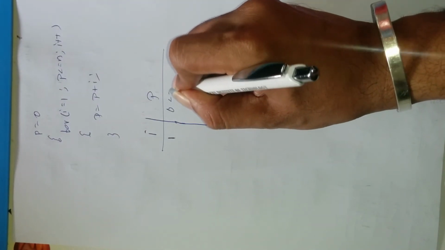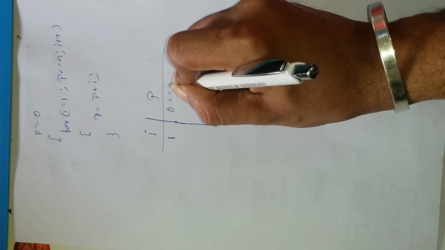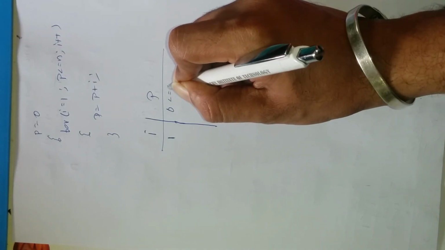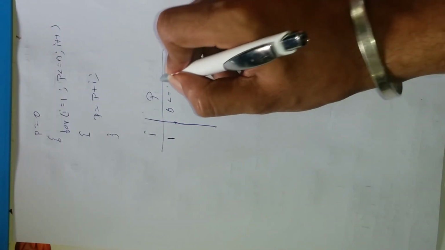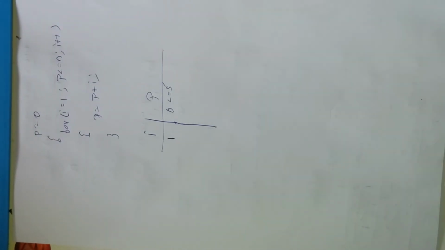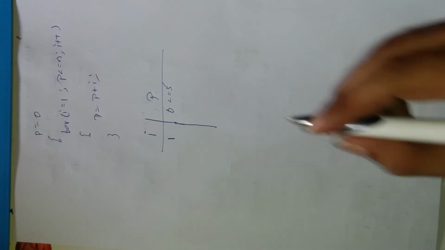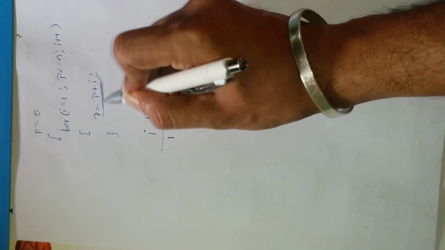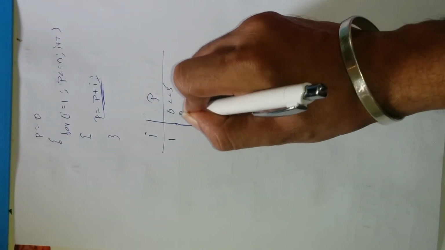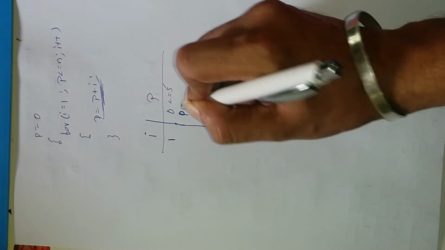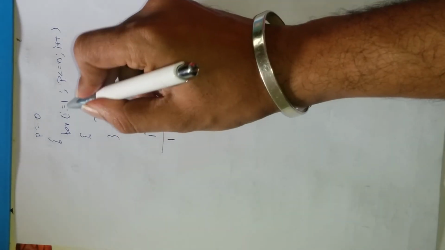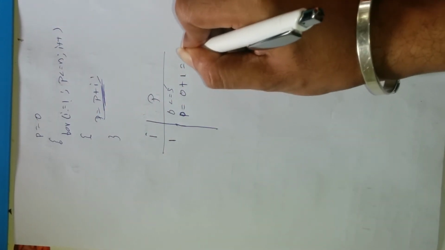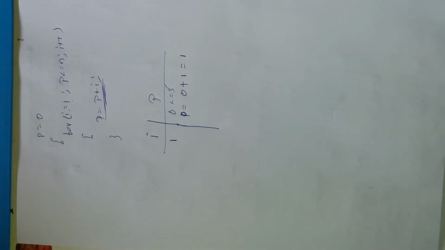0 is less than or equal to n times. N times indicates up to 5. 0 is less than or equal to 5. Like this we have to trace. What is the value of P here? 0. So P is equal to, what is the value of P? 0 plus what is the value of I? 1. So totally 1 is there. Clear?